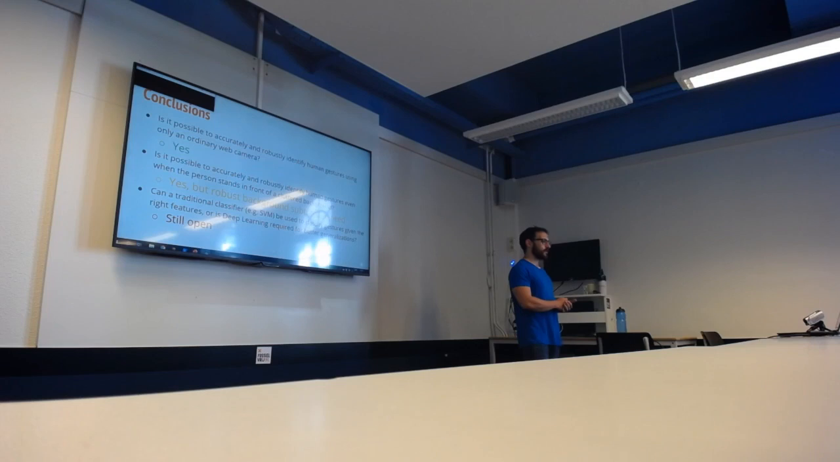To wrap up and come back to the research questions: is it possible to accurately and robustly identify human gestures using only an ordinary web camera? I would say yes, because we have seen that it gives enough information to make a good classification. Is it possible to do so even when the person stands in front of a cluttered background? Yes, but we still need background subtraction. And can a traditional classifier be used to classify gestures given the right features, or is deep learning required? This is still an open question, because we use OpenPose, which is trained in a deep learning fashion, but after that, when we get the key points, we use cross-correlation, which is not really a deep learning approach. So we probably still need a combination of them.